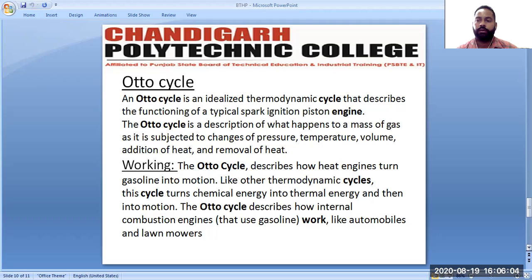The Otto cycle or petrol cycle describes how heat engines turn gasoline into motion. Like other thermodynamic cycles, this cycle turns chemical energy into thermal energy and then into motion. So in Otto cycle, it turns chemical energy into thermal energy, then converted into motion. The Otto cycle describes how internal combustion engines work, like automobiles and lawn mowers.